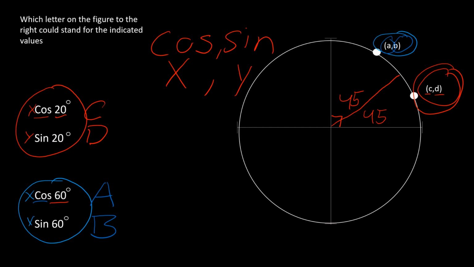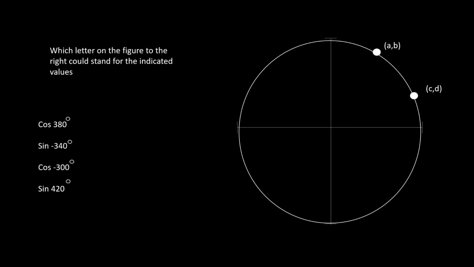So far, pretty easy stuff, but it gets harder. If I gave you something like this, same question, but cosine 380, sine 340, cosine -300, and sine 420, you'd be a little lost. And I'll show you how to do that in the next video.